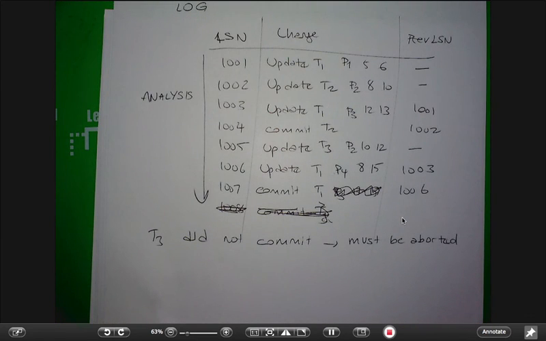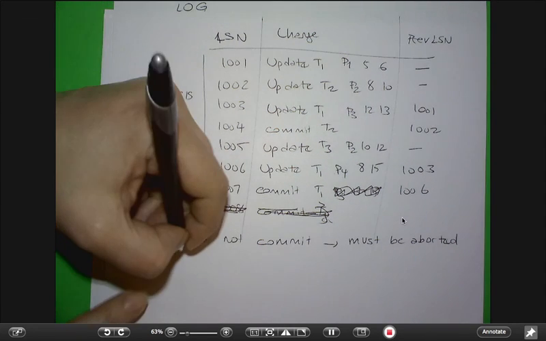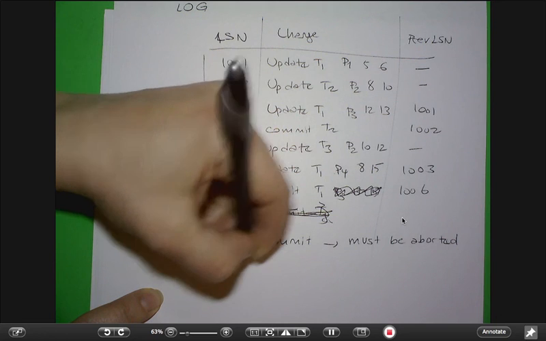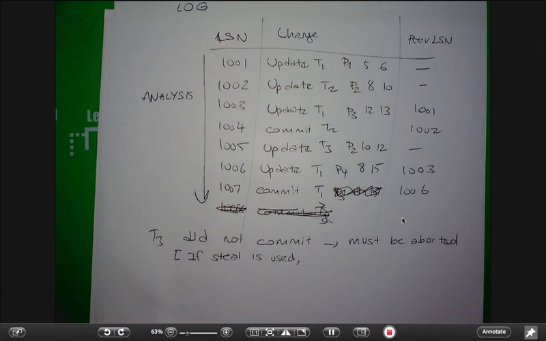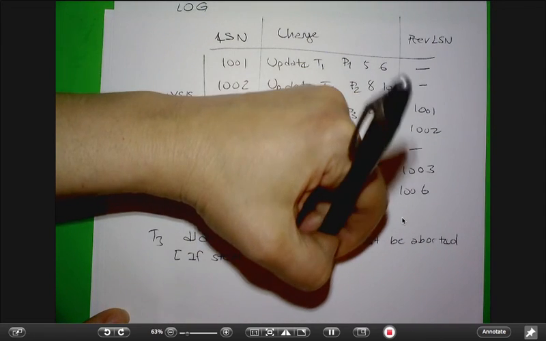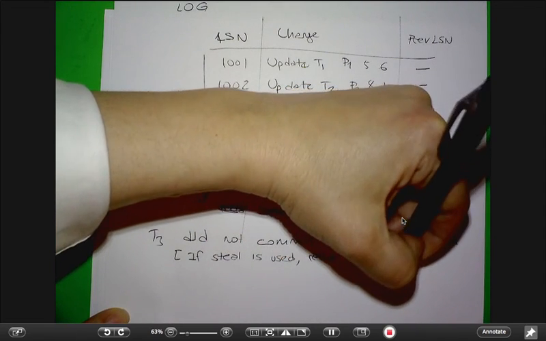So what do I know about T1 and T2? They are both committed, but what do I know about the pages that they have written? Have they been flushed to disk? Even if I'm using force, is it guaranteed that all those pages have been written to disk? I don't know, right? So T3 did not commit, it must be aborted. If steal is used, I need to read data pages back and undo.